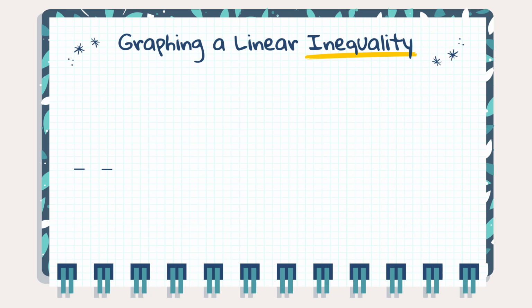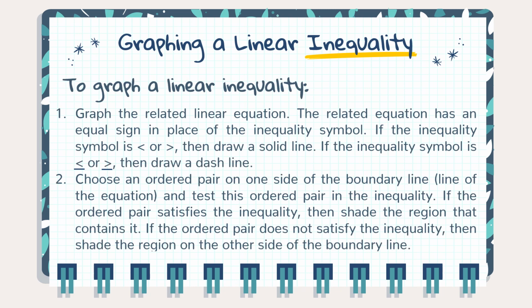In graphing a linear inequality, first, graph the related linear equation. The knowledge in graphing linear equations is very crucial in graphing our linear inequality. The related equation has an equal sign in place of the inequality symbol. So if the inequality symbol is less than or greater than, we are going to draw a solid line. But if the inequality symbol is less than or equal to or greater than or equal to, then we are going to draw a dashed line.